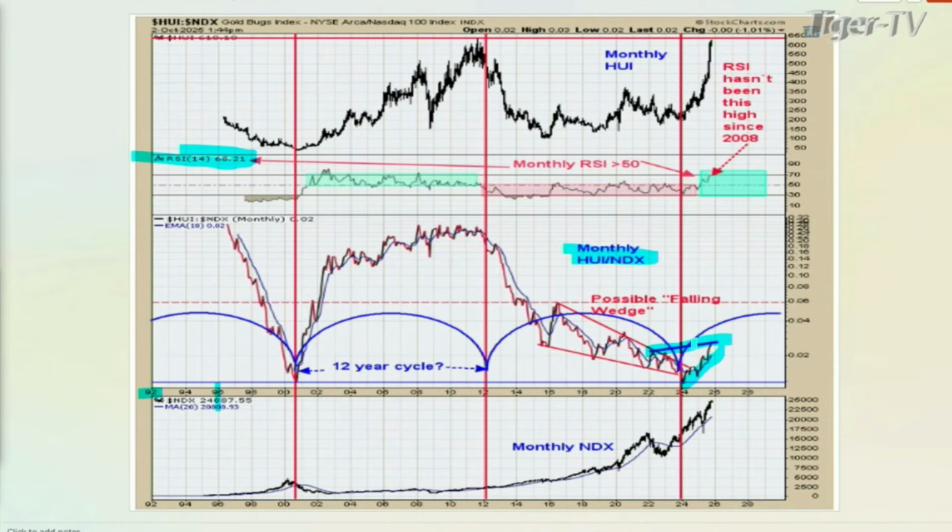All right. Anyhow, I want to point out this too. This is the first time we made a higher high on this ratio, the HUI-DX ratio.